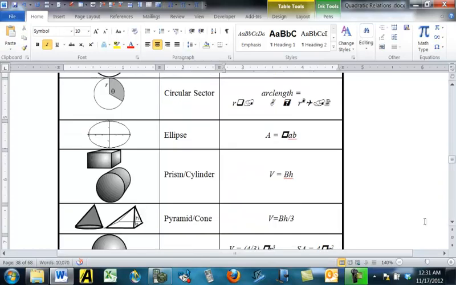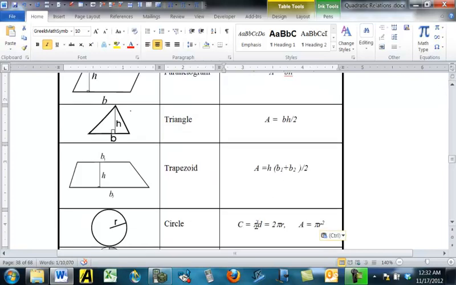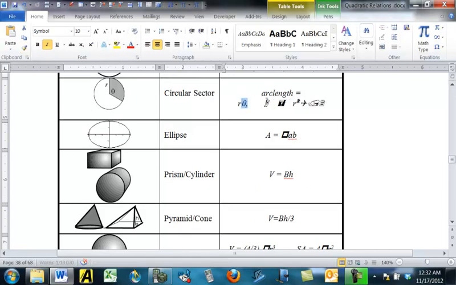If you have a circular sector, it is r times theta. Yeah, something's out of whack there. I'll have to figure that out a little bit later. And this is pi.